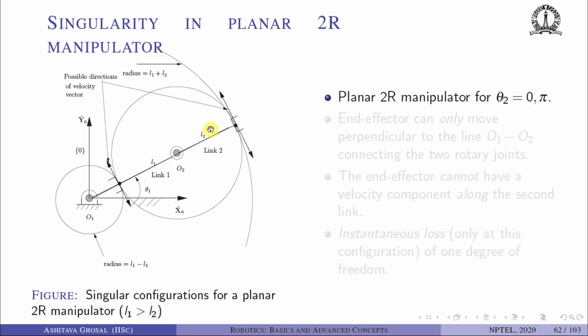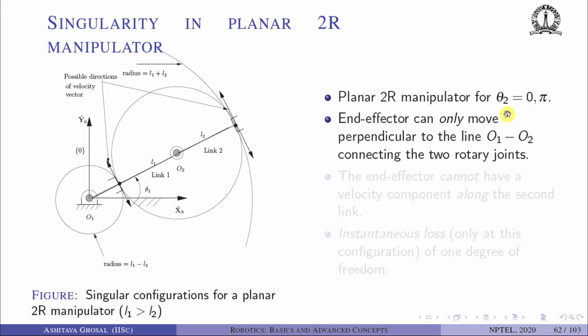So for theta 2 as 0 and pi, the end effector is completely stretched out or completely folded in. And as you can see, the velocity vector of this end effector can be only tangent to this outer circle or tangent to this inner circle. So it can only move perpendicular to the line connecting O1, O2 and extended both directions. So the end effector velocity component cannot be along the second link. It must be perpendicular to the second link.